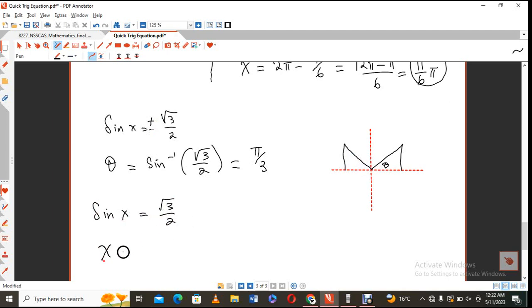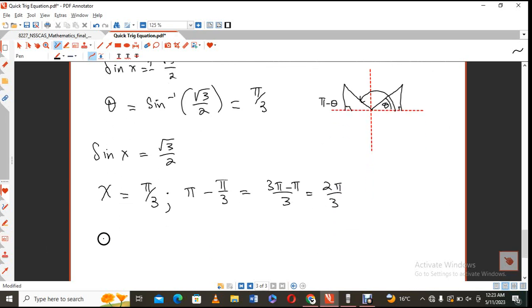What is one solution? One solution for x is nothing but pi over 3. Another solution is going to be this whole angle over here, which is pi minus our theta, so pi minus pi over 3. If you calculate it, you get 3 pi minus pi over 3, which is 2 pi over 3. So that's another solution.